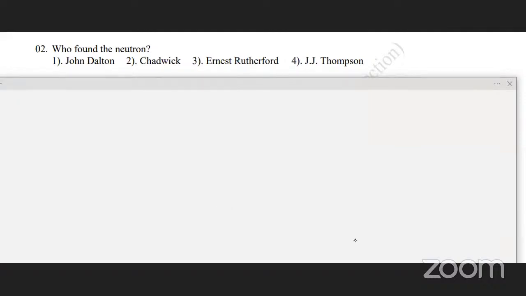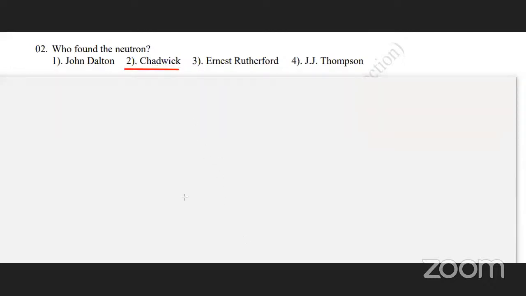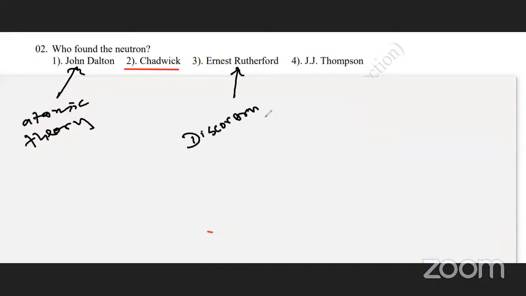If you want to write below the others: John Dalton, linked with atomic theory. If you want to put an arrow towards the others, John Dalton, atomic theory. Ernest Rutherford, E. Rutherford, discovery of the proton.